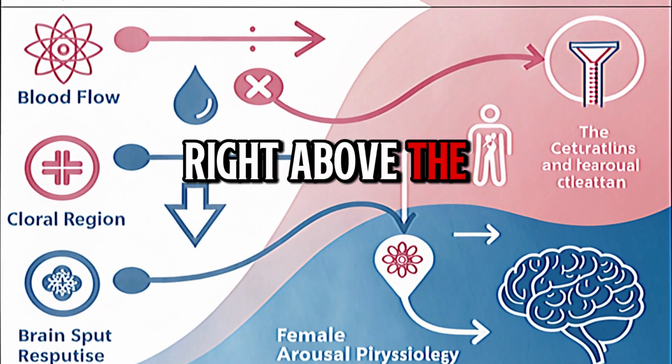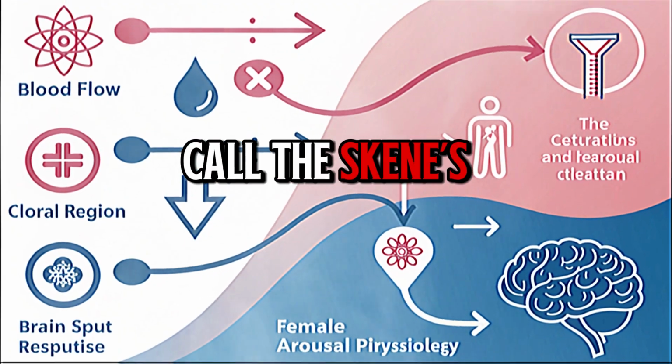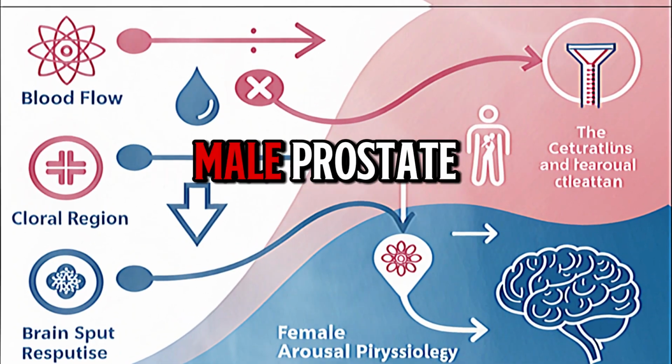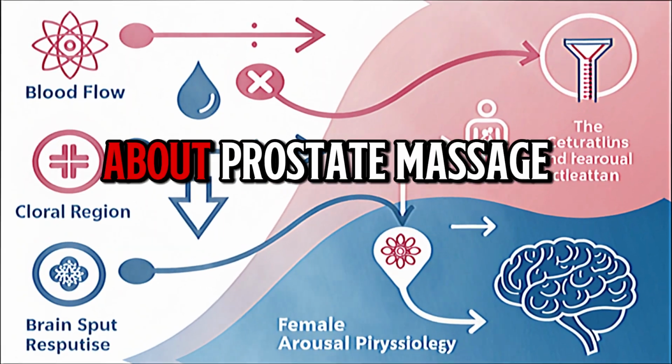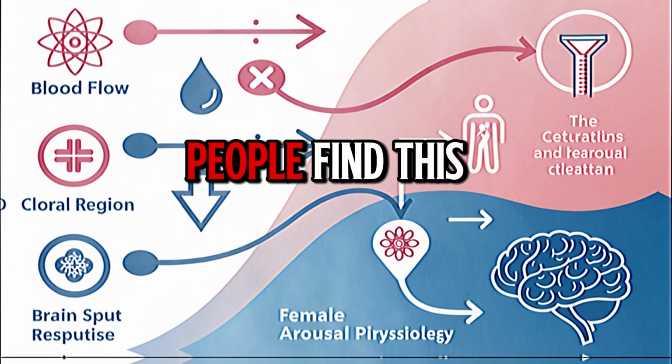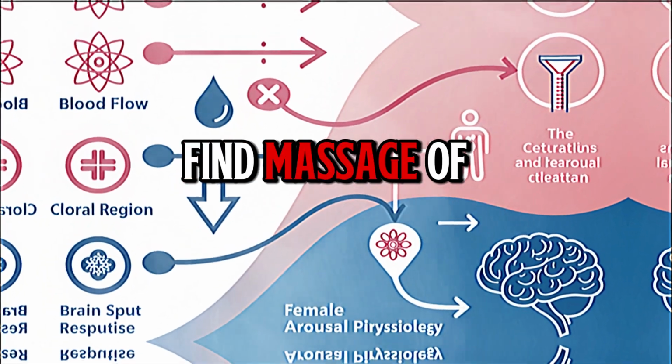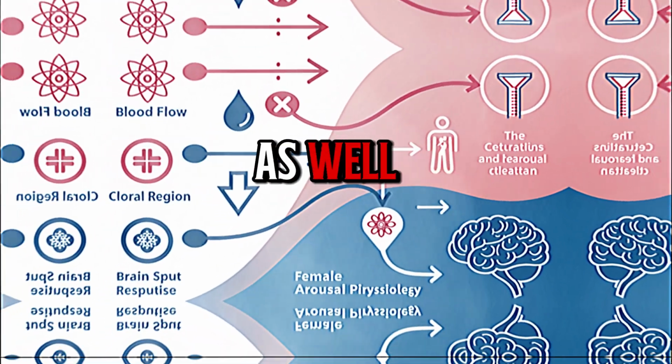Interestingly, right above the vagina in this area is what we call the Skene's gland. And the Skene's gland is analogous or homologous to the male prostate. I've previously talked about prostatic massage and how some people find this to be pleasurable, and similarly, some women may find massage of this area to be pleasurable as well.